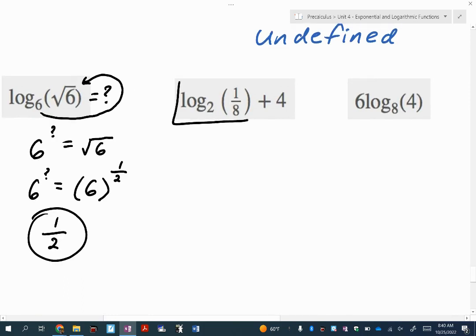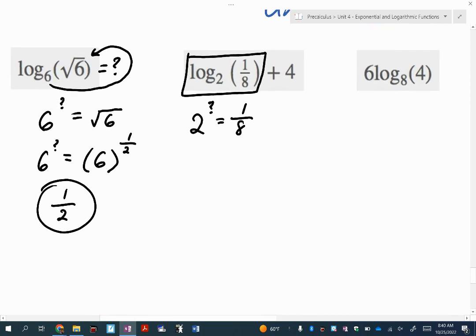I'm just going to focus on this right now. All right, so this is 2 to some power gives me 1/8, and then I'll do the add 4. 2 to the third power is 8, but because it's in the denominator, that's going to be negative 3, and then bring down that plus 4, which gives you 1.